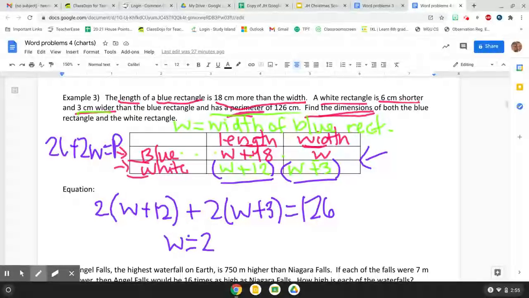Okay, I need to also keep in mind 29 is just not going to be automatically my answer. It told me to find the dimensions of both the blue and the white rectangle. Well, w, if you come back up here in what we wrote, w only represents the width of the blue rectangle. So I need to be clear on what I am figuring out. So I know that I'm going to kind of organize it over here.